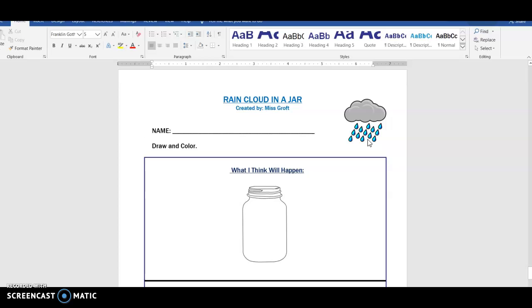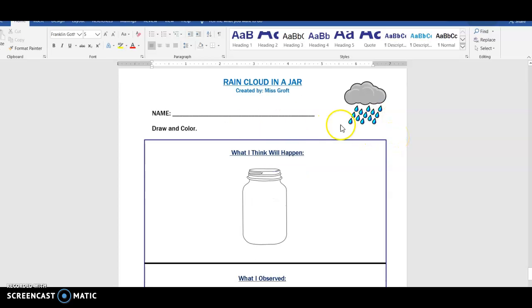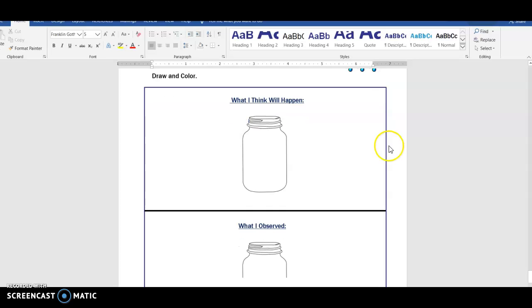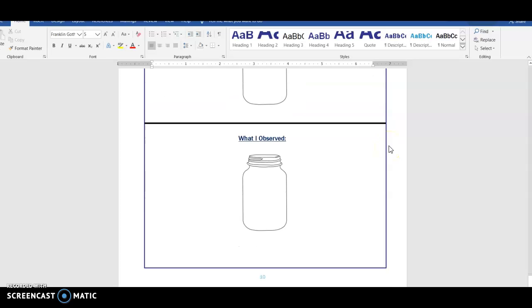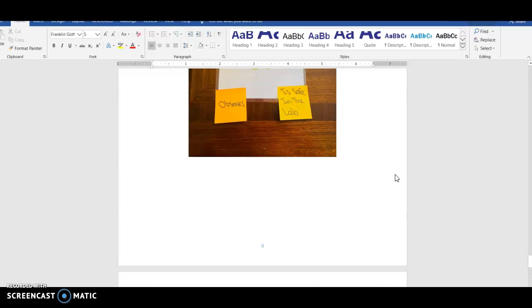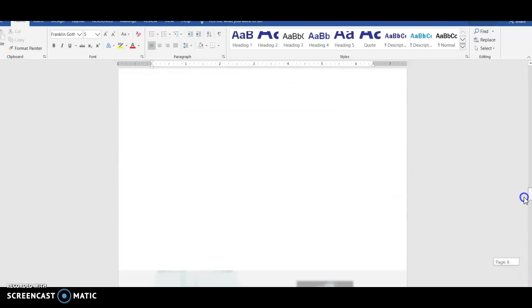And this is pretty cool. It's a rain cloud in a jar worksheet that I created that students will put their name on and draw in color. For what I think will happen, they will draw in color in the jar what they think will happen at the first station, prior to completing the experiment. After they complete the experiment, they will do the bottom sheet, which says what I observed, and then they will color that. Then I will collect that just to see what their thoughts were.